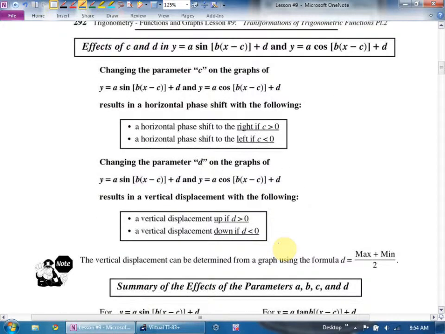So, this page here is one of those lovely bookmark, post-it, star, asterisk pages. This is a summary of all of the graphing of sine and cosine. It says this. Changing the parameter C on sine and cosine, as long as it's all factored, results in a horizontal phase shift to the right if C is positive, to the left if C is negative. Changing the parameter D will do the following. A vertical displacement up if D is positive, a vertical displacement down if D is negative. You can also get the vertical displacement from a graph using this equation. Now this looks kind of confusing. You'll see it does make sense once you have a picture in front of you.